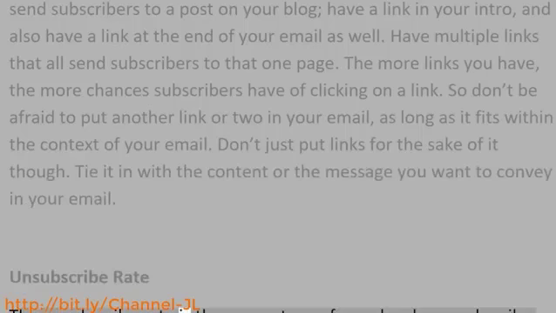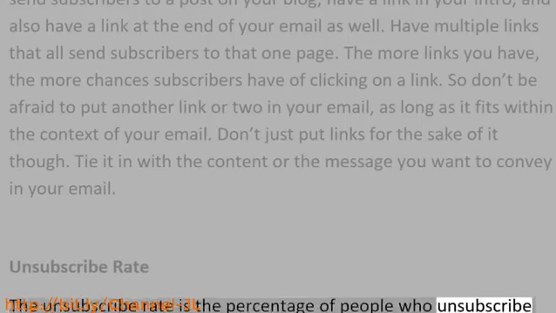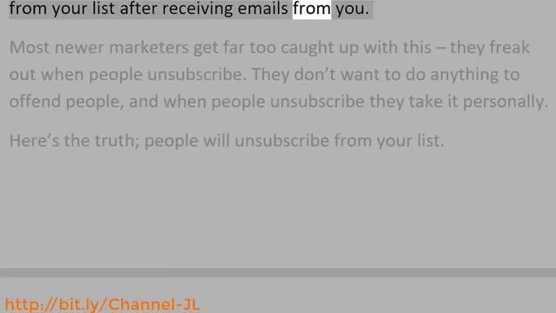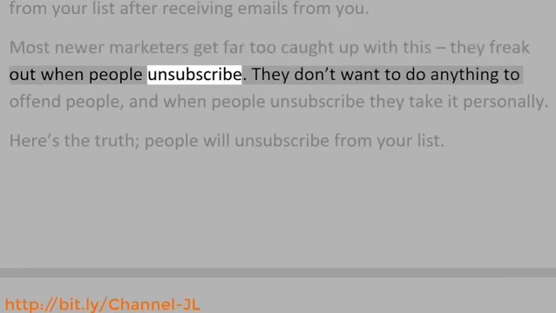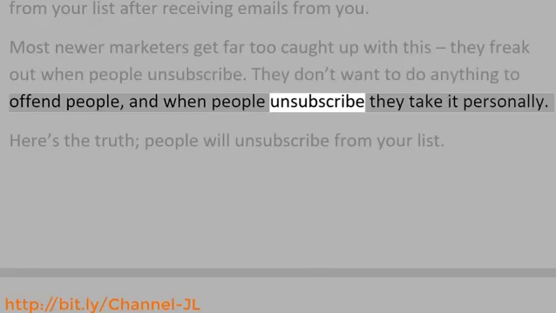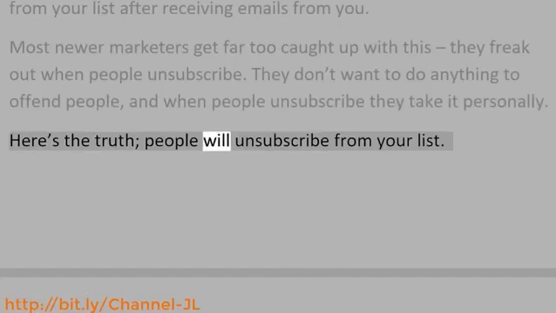Unsubscribe rate. The unsubscribe rate is the percentage of people who unsubscribe from your list after receiving emails from you. Most newer marketers get far too caught up with this. They freak out when people unsubscribe. They don't want to do anything to offend people, and when people unsubscribe they take it personally. Here's the truth, people will unsubscribe from your list.